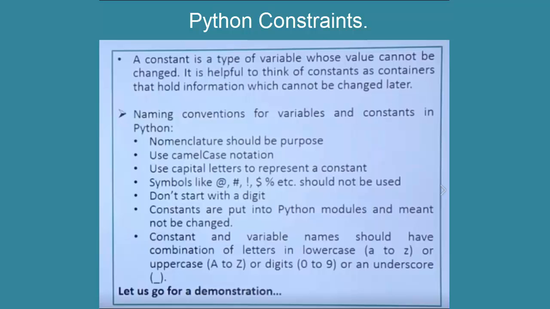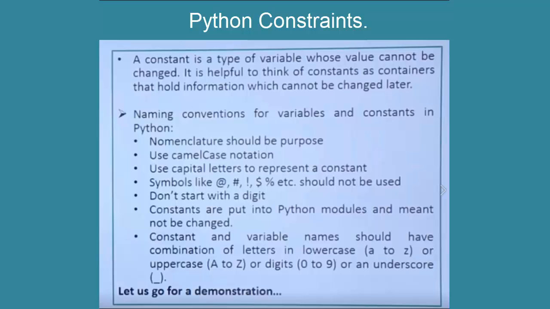The nomenclature should be purposeful. It is a best practice for developers and programmers that variable names, function names and class names should be purposeful. A very readable name should give the idea of what the purpose of the variable is and what kind of value it is supposed to hold, for example username.